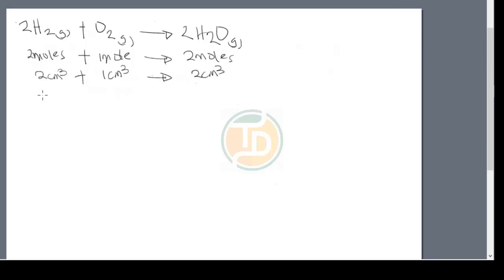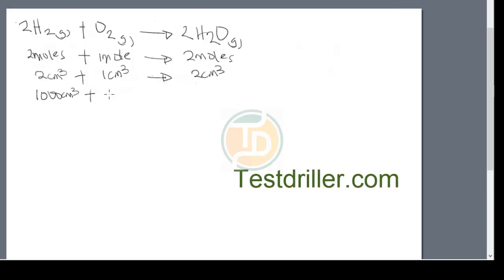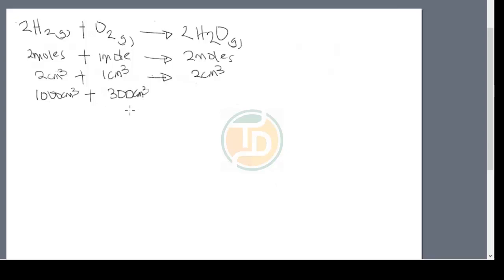Now, let's go to the question. The question says 1000 cm³ of hydrogen reacted with 300 cm³ of oxygen. Beg your pardon, that's 300, not 30, 300 cm³. That is 300 cm³ of oxygen. Now, they reacted. It means that they are sharing it in ratio 2 to 1.